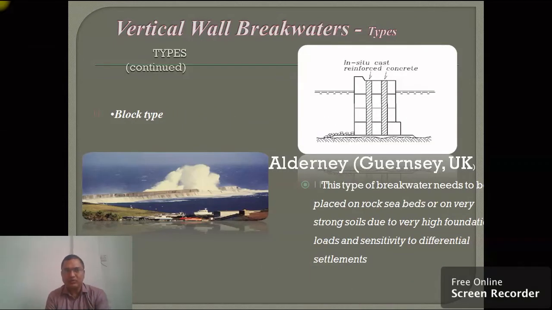Also there is a fourth type of vertical breakwater, the block type. This type of breakwater needs to be placed on rock seabeds or on very strong soils, due to very high foundation loads and sensitivity to differential settlement. So this is a vertical wall breakwater, block type. Different blocks are placed, with the help of which you can break the waves.